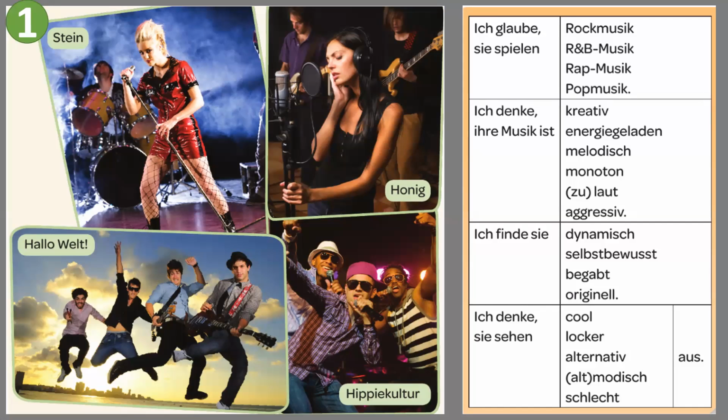So can you think of some of the adjectives we looked at to describe music? Ich finde sie, what do you think they look like? So predicting what you think they look like, what are these 4 bands you think? Ich finde sie, and then what is the adjective they're like as people? And what's their look? Ich denke, sie sehen something else. I think they look, and you've got some different words there.